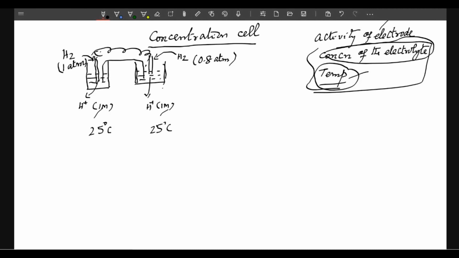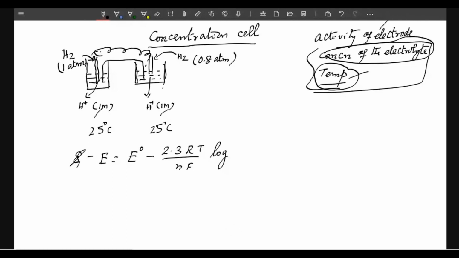Based upon the Nernst equation, we can derive one equation. That is, E is equal to E naught minus 2.303 RT by nF into log of the concentration of the product by concentration of the reactant.